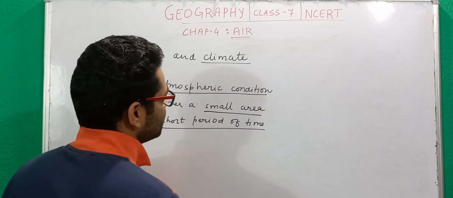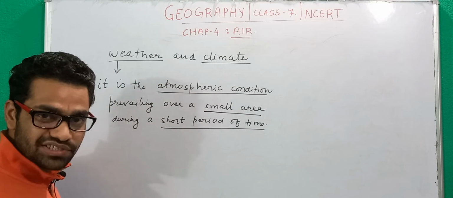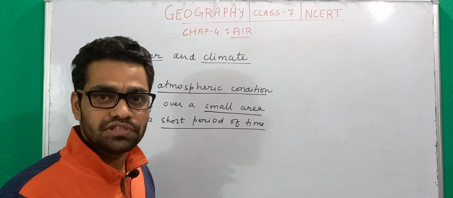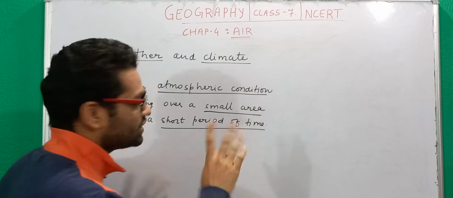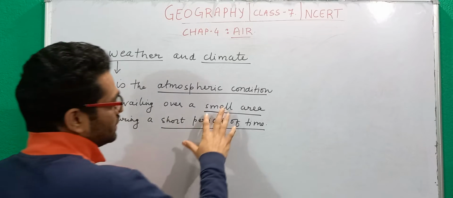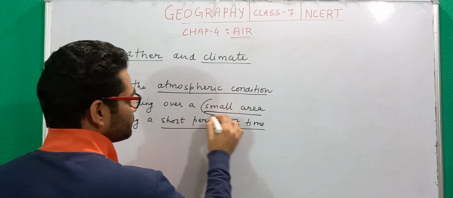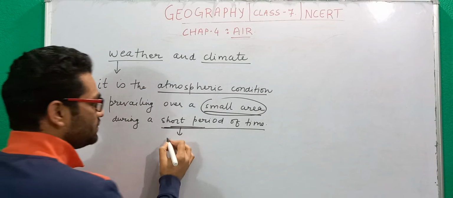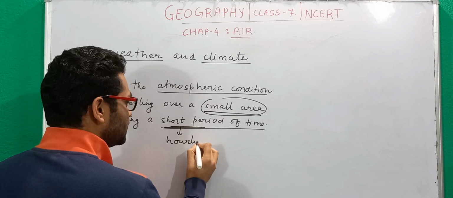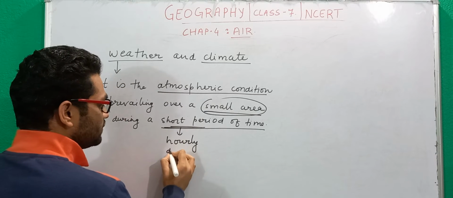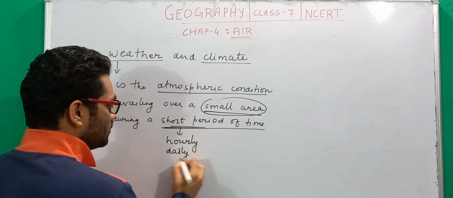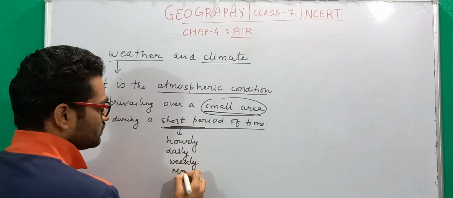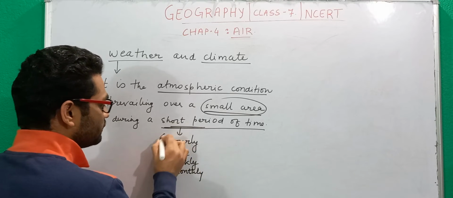Now when I say atmospheric condition, what it consists of is basically temperature, wind speed, or rainfall. That we will see in the components. Then it is in a smaller area and over a shorter period of time. When I say short period of time, it may be hourly. You may have hourly weather forecasting, daily weather forecasting, weekly, or even monthly weather forecasts.